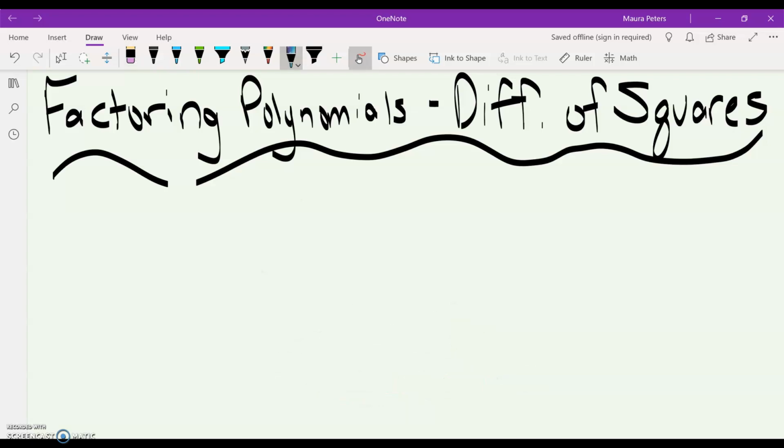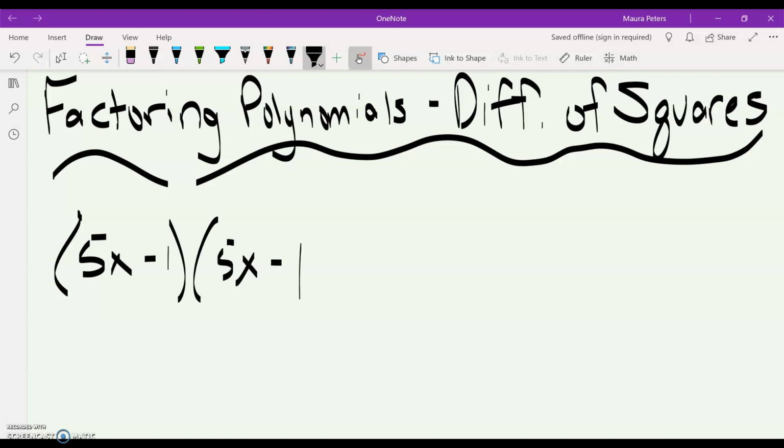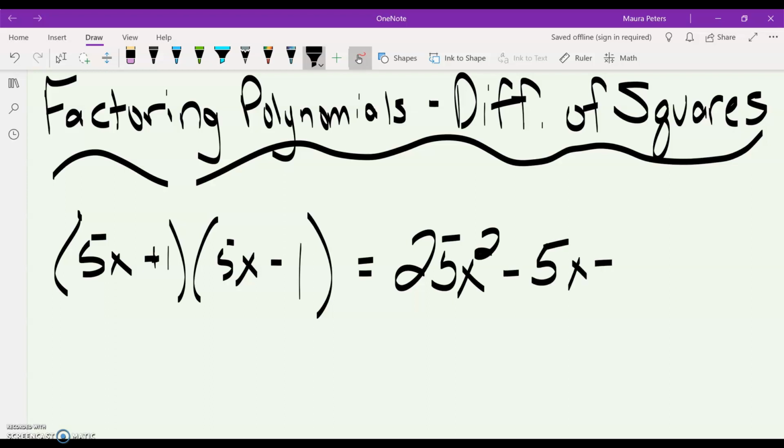Okay, second example. Let's do 5x plus 1, 5x minus 1. So when I multiply these out, the first term I get is 25x squared. Outside would be minus 5x, inside would be plus 5x, and the last term would be minus 1.